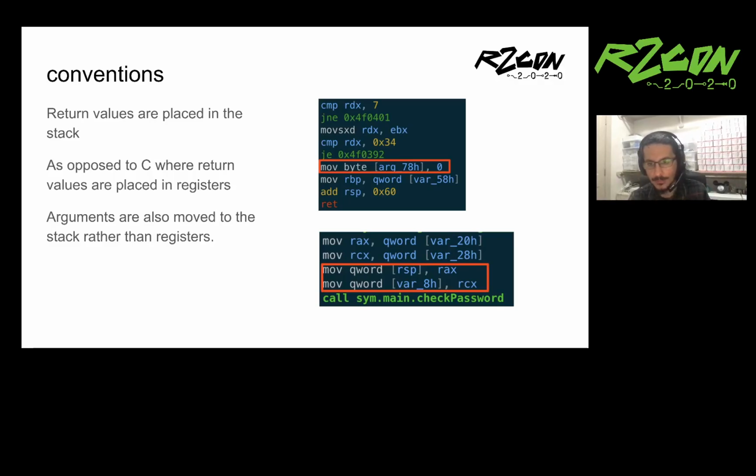Right here, we're calling the function check password, and two things are happening. We are passing it a string. So we're checking the password as a string, and we're passing the value of the string, and we're passing the length of the string, because that's how strings work in Go.